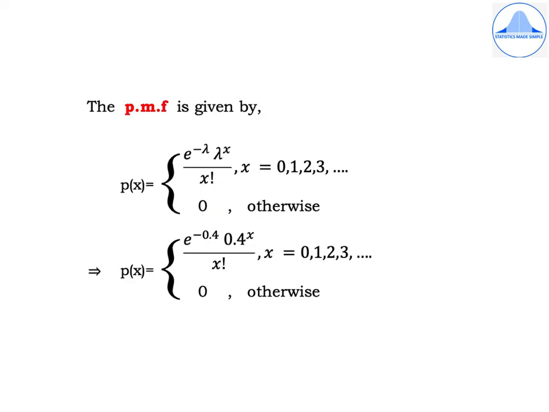Let us now write down the PMF of the Poisson distribution. So the general format is P of x equal to, open the flower bracket, you have e to the power minus lambda, lambda to the power x divided by x factorial, where x takes the value 0, 1, 2, 3, and so on, 0 otherwise. Now replace lambda with 0.4. So you get P of x equal to, open the flower bracket again, in the first line you will have e to the power minus 0.4, 0.4 to the power x divided by x factorial, where x takes the value 0, 1, 2, 3, and so on, 0 otherwise.